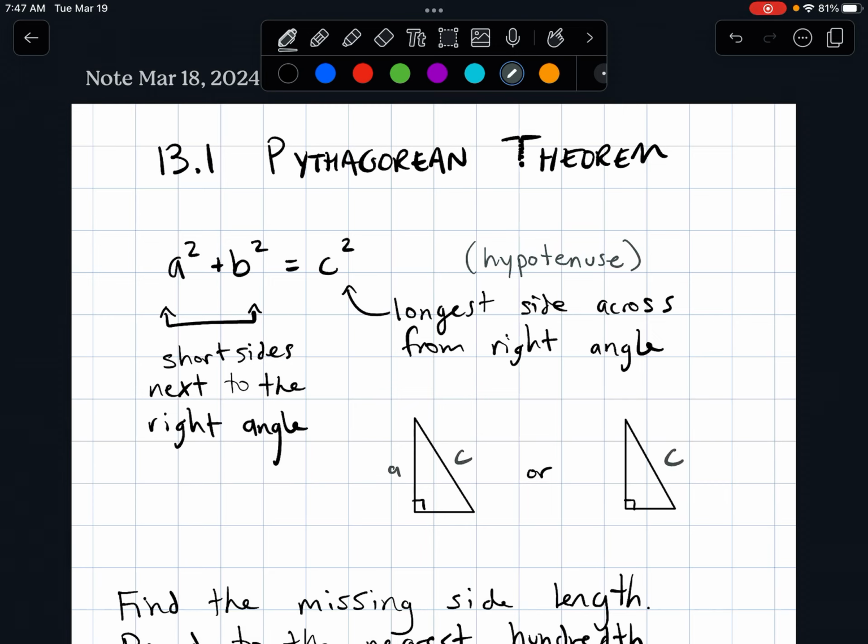it doesn't matter which side you label as a and b. Right? Either way would work. Both of these scenarios would be correct. It's not really going to make a difference.